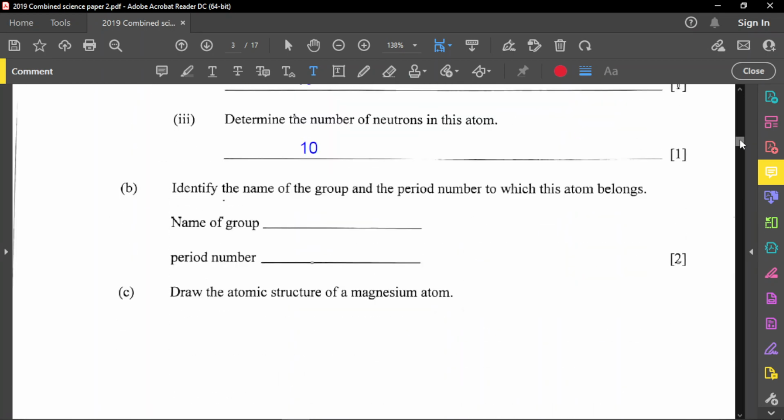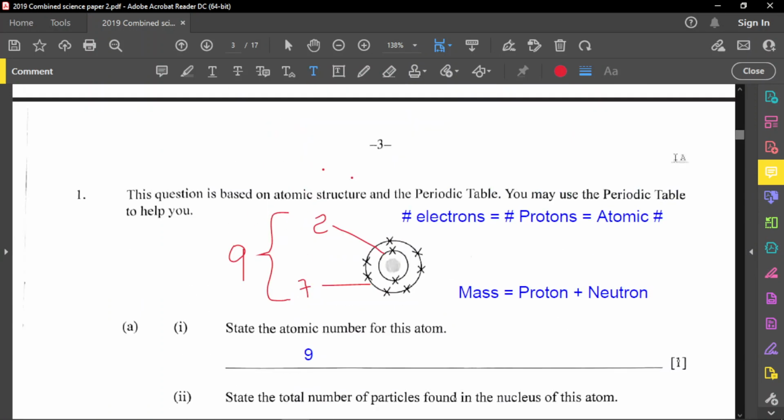All right, part B is to identify the name of the group and the period to which this atom belongs. So I want to know the group and period. Now, group is based upon the valence electrons, which means the electrons on the very last shell. So we go back to this atom again, and in the last shell, we have 7 electrons. That means it is in group 7.